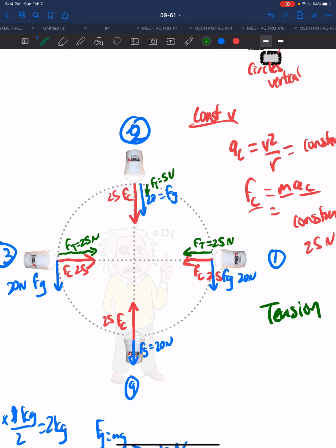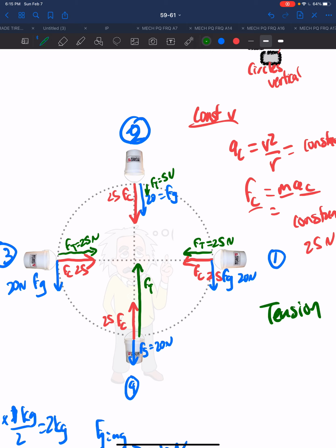And then at location 4, the net force is 25, and we have to overcome the 20 that is going in the opposite direction, so the tension has to be 45 newtons.